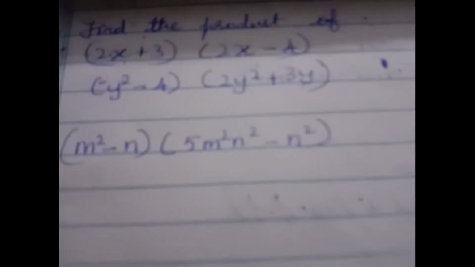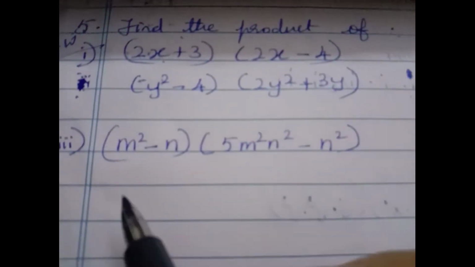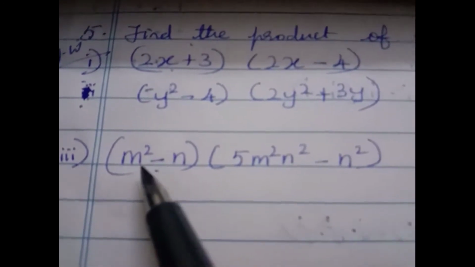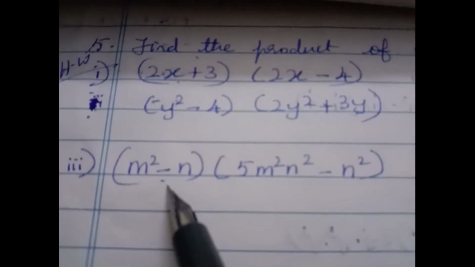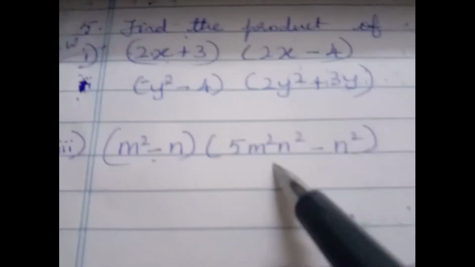Next, find the product of the first two sums as homework. We'll move to the third one. Now if you see here, multiplication of binomial with binomial.